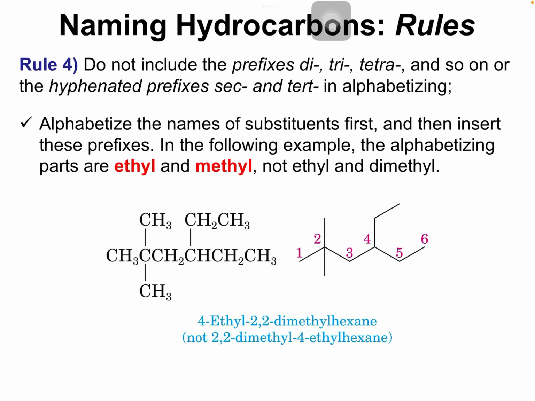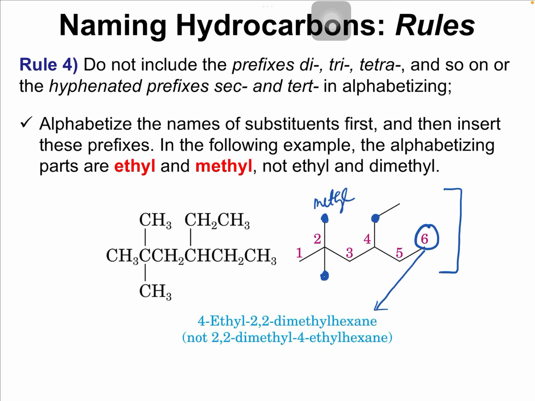Okay, rule number 4. So, dahil na-introduce ko na sa inyo yung prefixes na di, tri, tetra, and so on, yung mga yun ay hindi ginagamit sa alphabetization. So, we don't consider the prefixes for the alphabetization. Let's say you have this one. This one, again, you have 6 carbons, so that's why it's called hexane. Then, ano yung ating mga substituents? So, you have here a 1 carbon substituent and another 1 carbon substituent attached sa carbon number 2 ng inyong hexane. So, this one is called your methyl again.